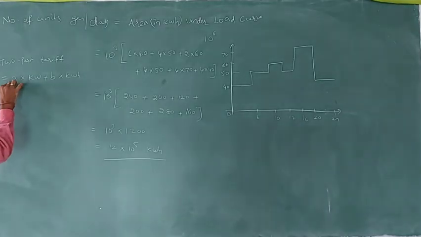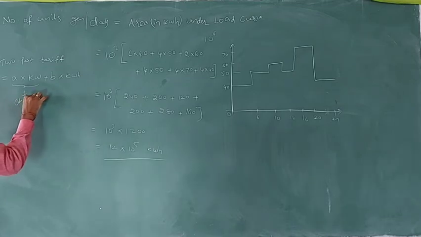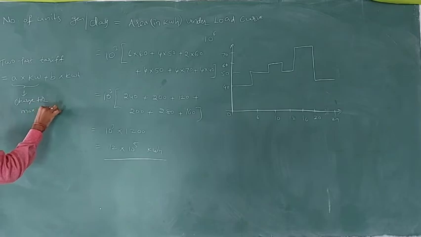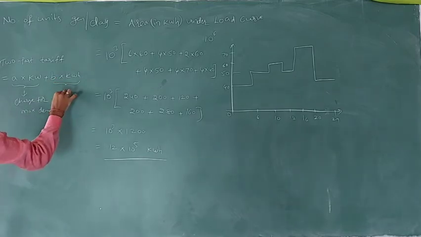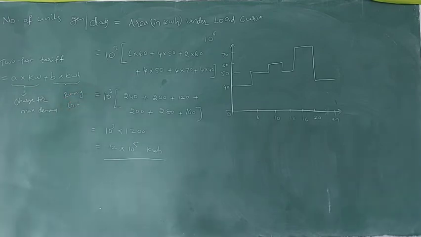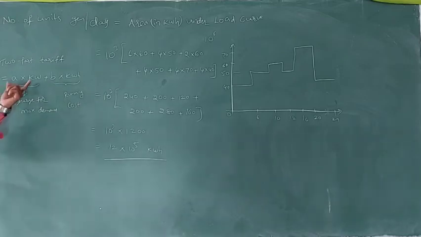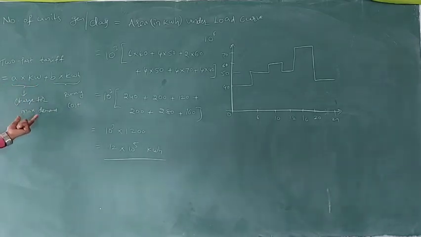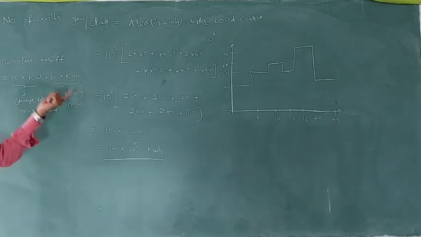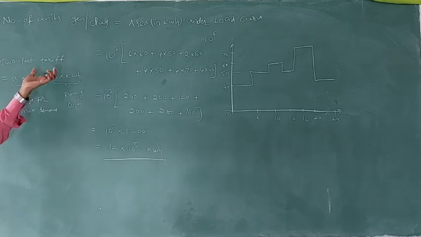So, A into kilowatts represents the charge for maximum demand, and B into kilowatt hours represents the running cost. This we are going to consider, and then we are going to calculate the two-part tariff.